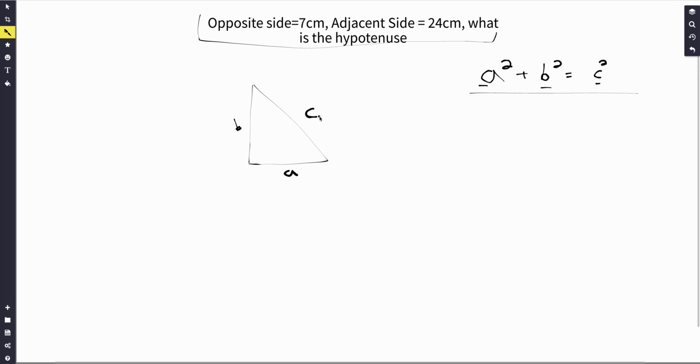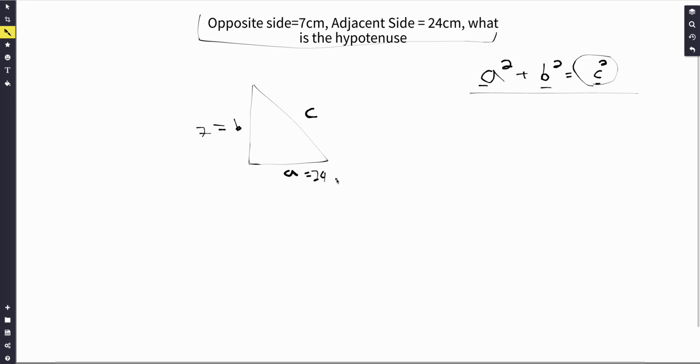Again, C is just a variable. I can make that variable whatever I want. I can make it Y, I can make it X, but whatever this value is right here is going to be the hypotenuse. So, we know the opposite side is 7. We'll just say B is 7 because we're not solving for any angle. We don't know the angle. We just need to find the hypotenuse. And we know the adjacent side is 24.